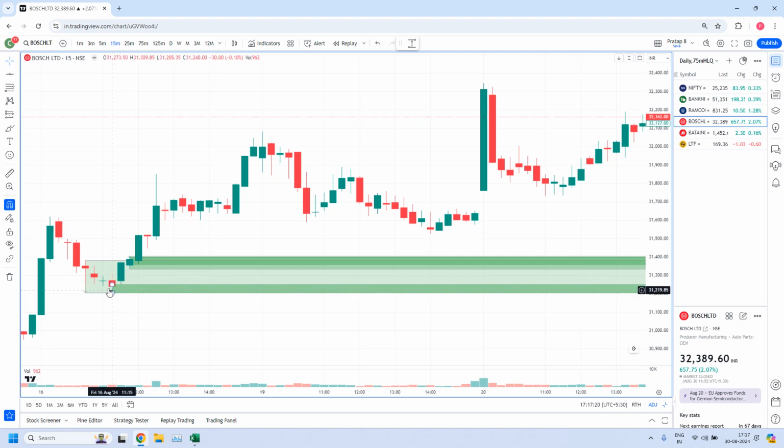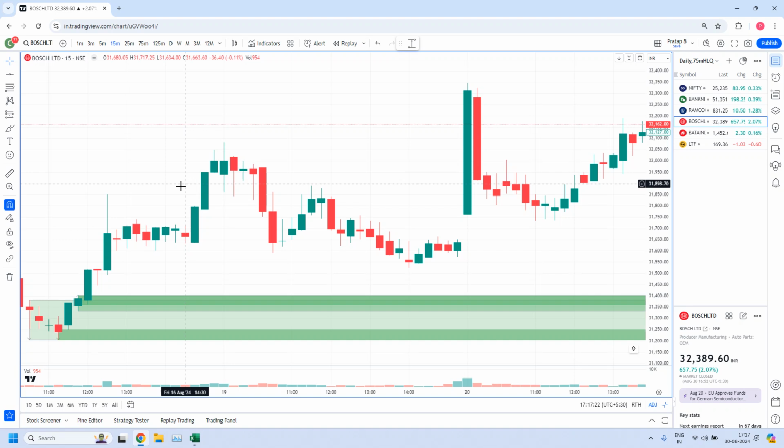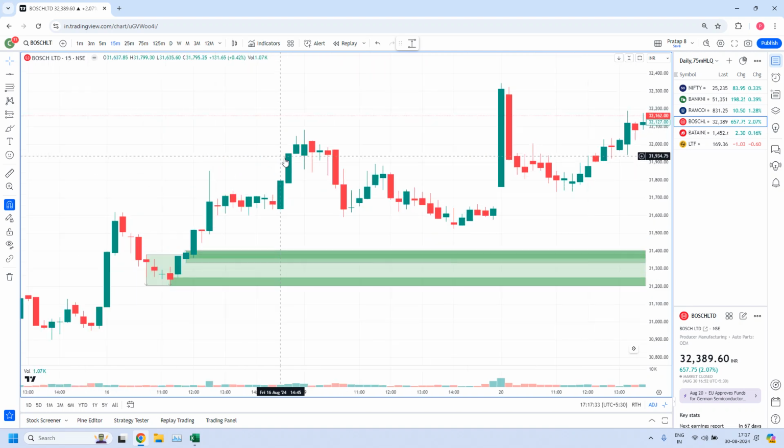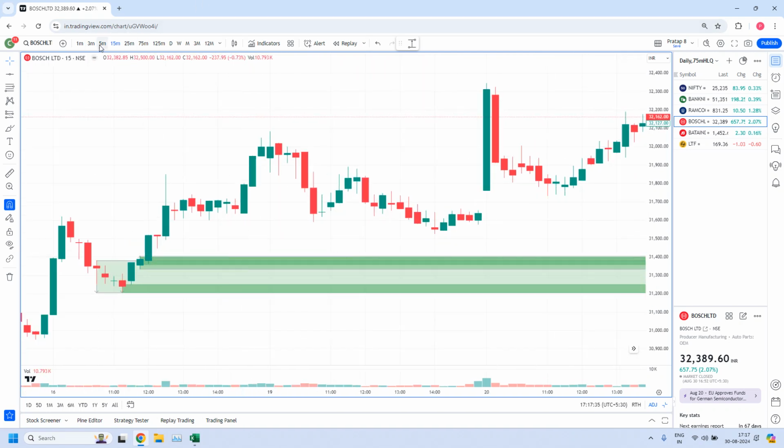But still, why I drew this zone, I will explain. Rally, base, rally. There is no fine-tuned 15-minute zone. Still, I have drawn a 5-minute zone. Maybe it is an aggressive trade setup. That is why I have drawn it. Why I have drawn it, I will explain. Okay, now let's go to the 5-minute time frame.